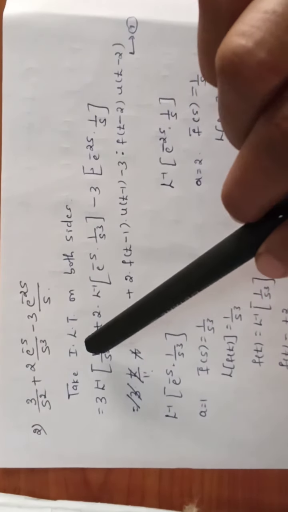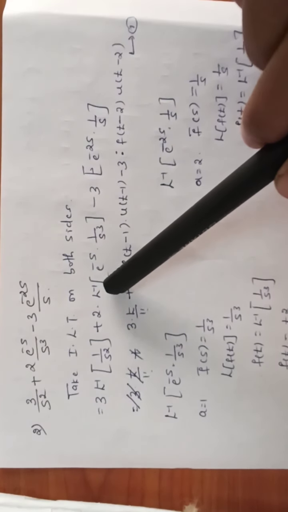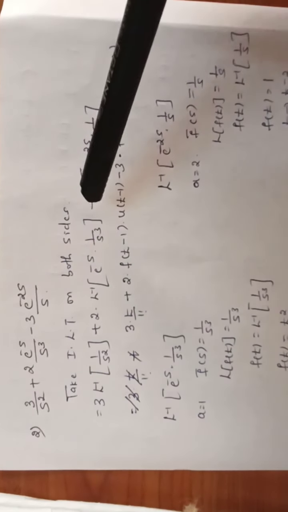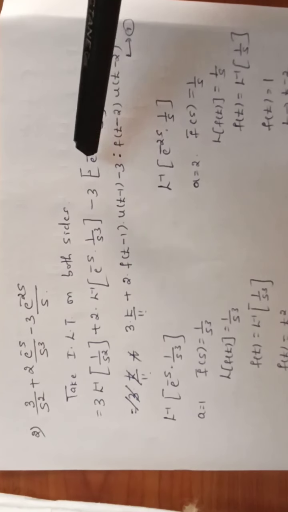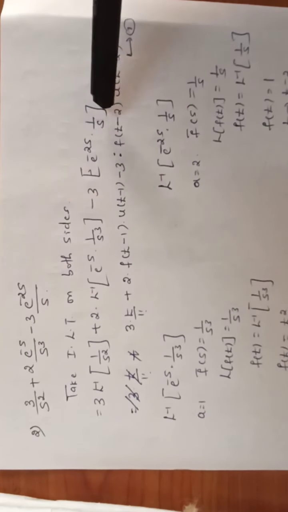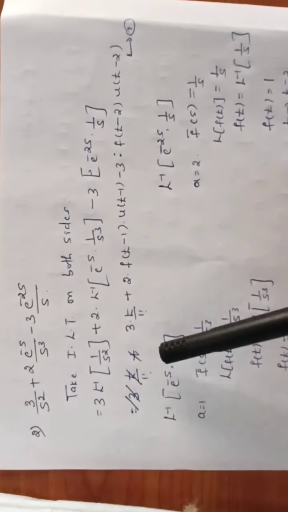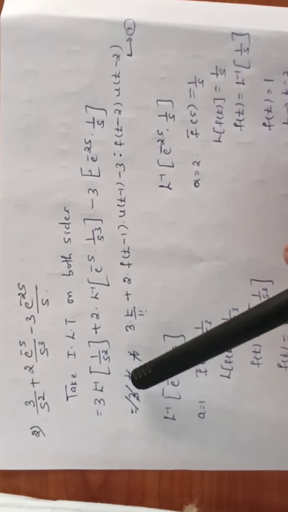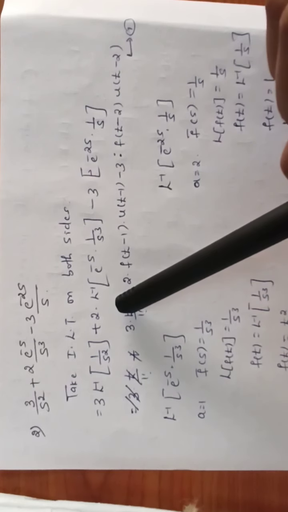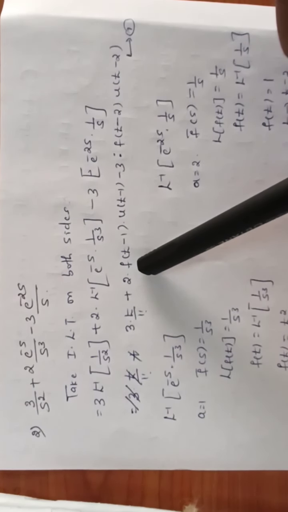So we have to find L inverse of 1 by s square, plus 2 is a constant, let us keep it as it is, and we have to find L inverse of e power minus s into 1 by s cube, minus 3 into L inverse of e power of minus 2s into 1 by s. So now let us apply the inverse transform formula here. So 3 is a constant, keep it as it is. L inverse of 1 by s square is given by t by 1 factorial, plus 2 is a constant, let us keep it as it is.